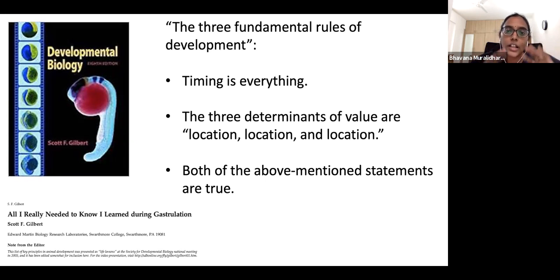That start of the timing and the location determines everything else, everything in development, and very, very true for the nervous system development as well.